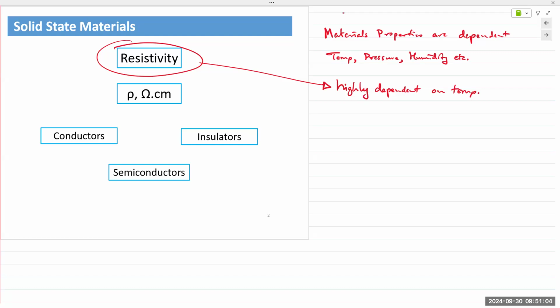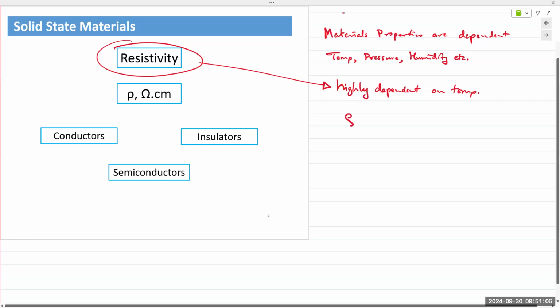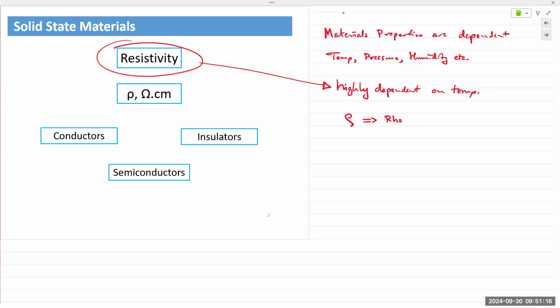Resistivity is a material property. It's noted by the Greek lowercase letter rho, RHO, and units of ohm times centimeter, ohm centimeter. Actually, it's ohm meter, but along the way, they just use centimeters. And so it's just stuck. Pretty much every book, every author uses ohm centimeter.